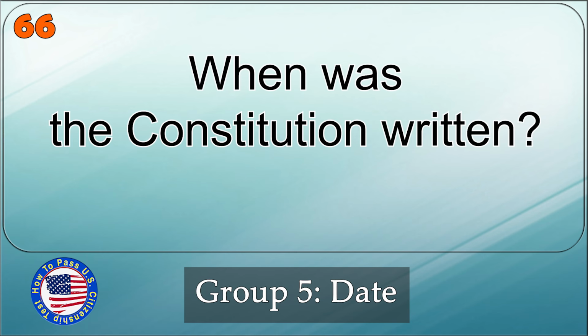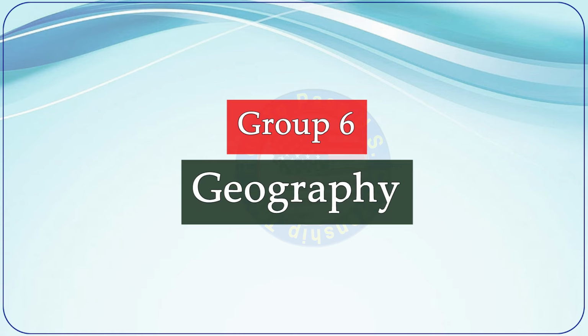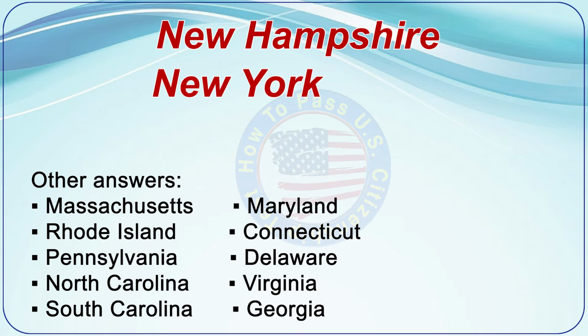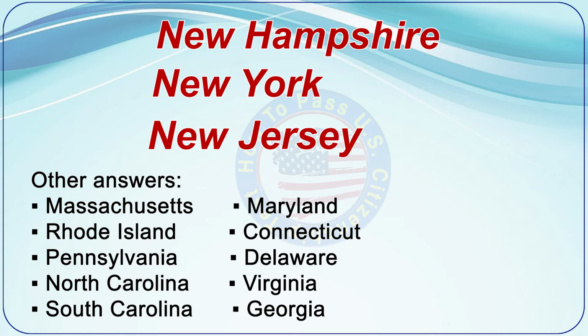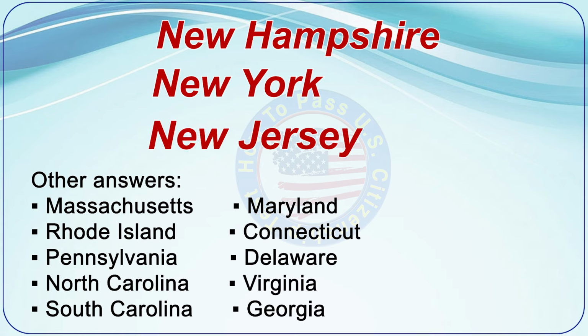When was the Constitution written? 1787. Group 6. Geography. There were 13 original states. Name 3. New Hampshire, New York, New Jersey.